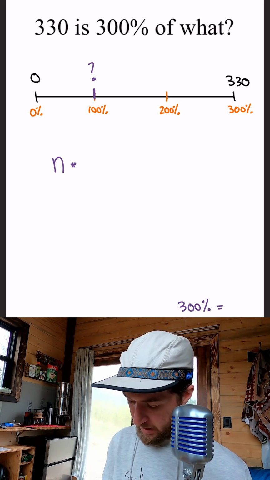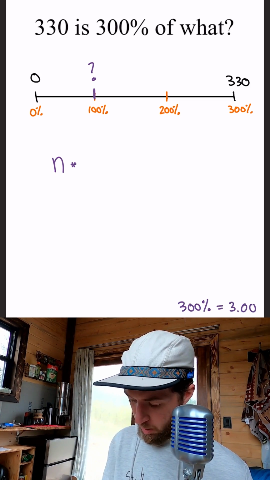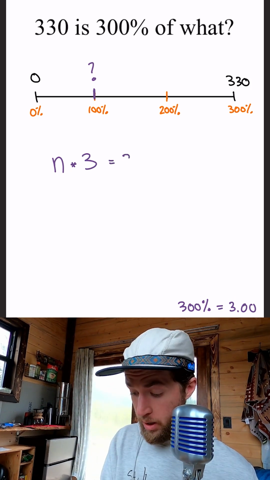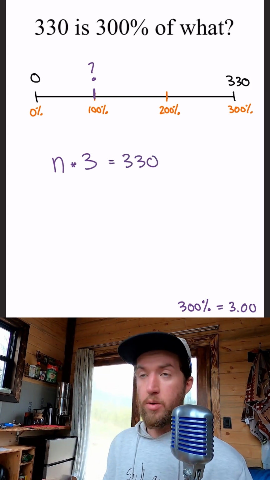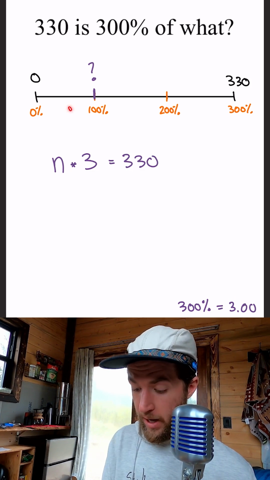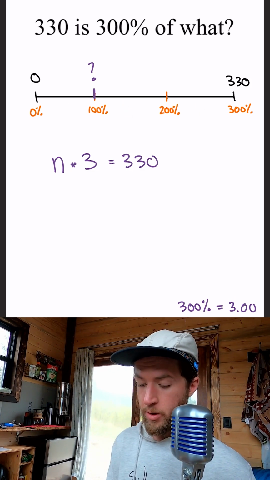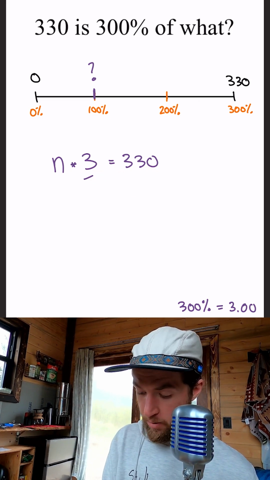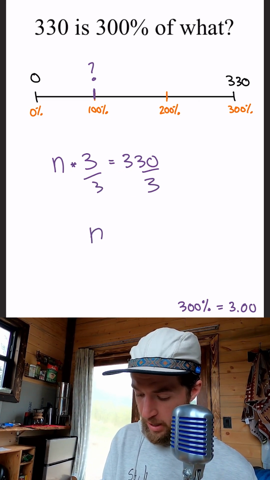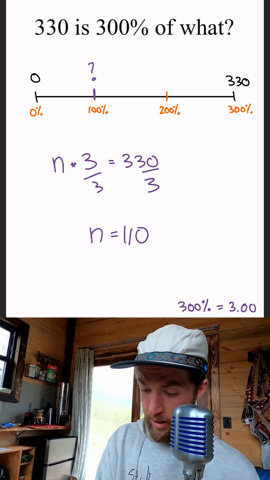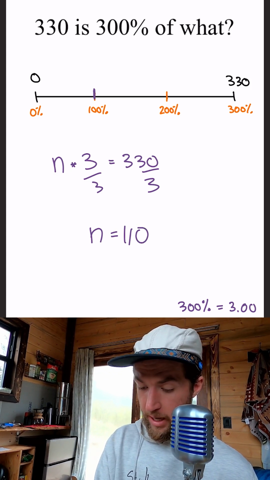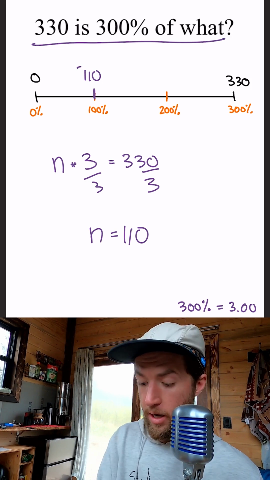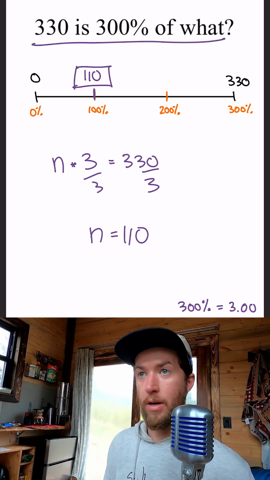300% as a decimal is 3.00. So n times 3 equals 330. You can clearly say this number line was just divided into three chunks. So what we're really doing here is just 330 divided by 3, on both sides. N is 110. And therefore, we can pretty confidently say that 330 is 300% of 110. Final answer. On to the next.